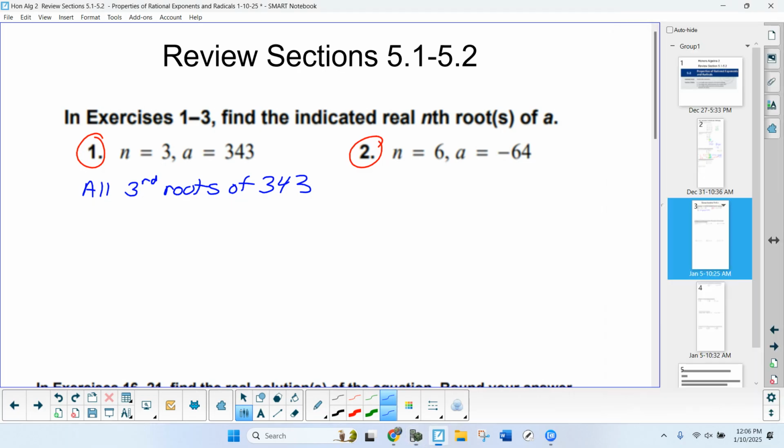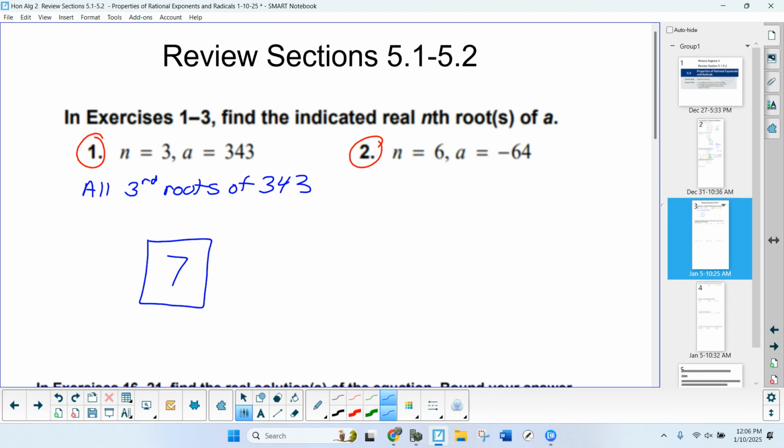7. Do you need to worry about a negative when it's cube root? Think about it. What multiplies 3 times to give you a positive? Does a negative multiply 3 times to give you a positive? No. So it's just 7.